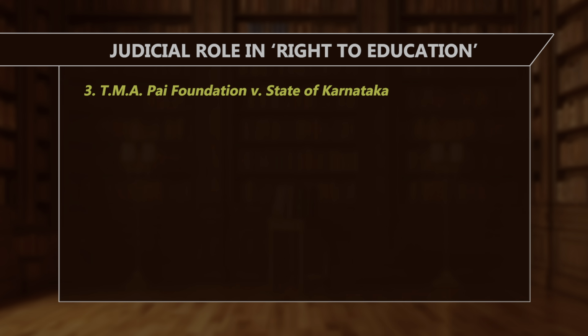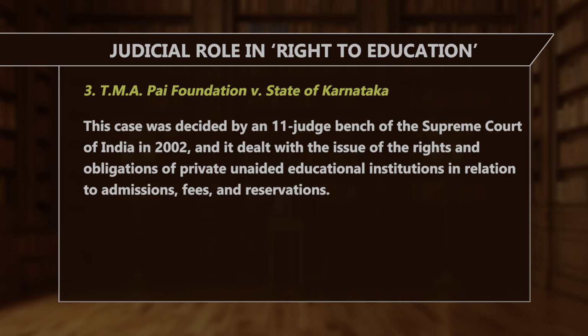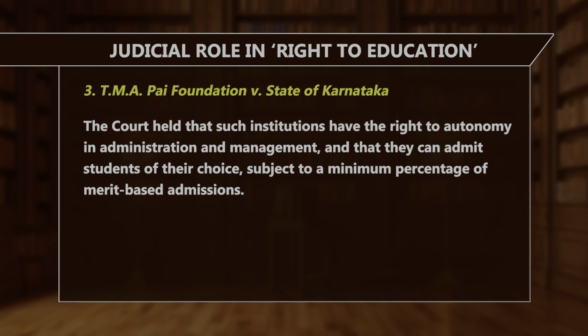Next case is TMA Pai Foundation versus State of Karnataka. This case was decided by an 11-judge bench of the Supreme Court of India in 2002 and it dealt with the issue of the rights and obligations of private unaided educational institutions in relation to admissions, fees and reservation. The court held that such institutions have the right to autonomy in administration and management and that they can admit students of their choice subject to a minimum percentage of merit-based admissions.